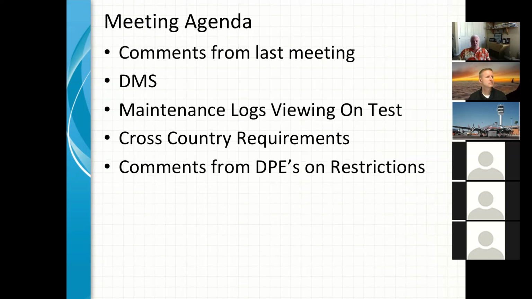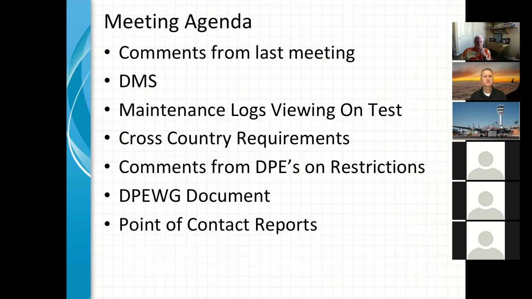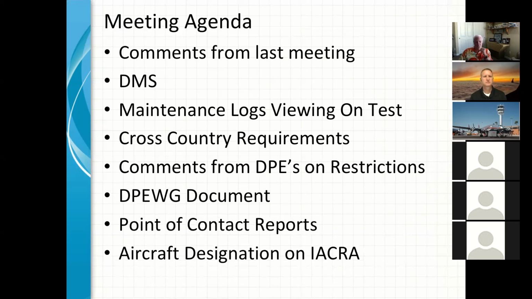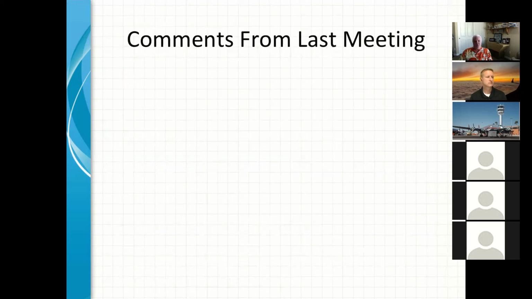Cross-country requirements is one that started showing up, and we'll talk about that. And this one here, comments from DPEs on restrictions given to them by the instructors of the flight schools as to what they can and can't do on a flight test. That popped up a couple of weeks ago, so we're going to talk about that one. And the DPEAG document is going to be brought up again, point of contact reports, and how to designate the aircraft on IACRA to keep a problem from arising when there's a change of aircraft, and then talking about varying malfunctions. So first of all, any comments from the last meeting?